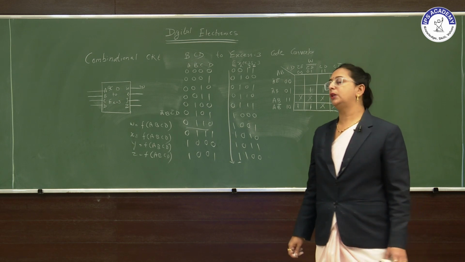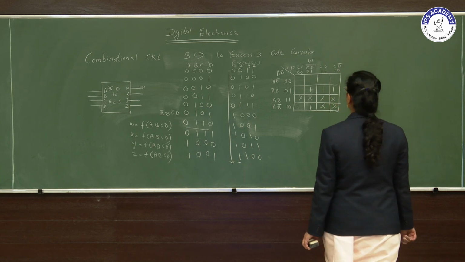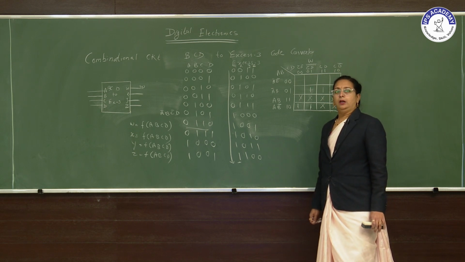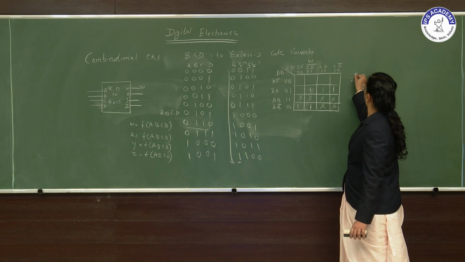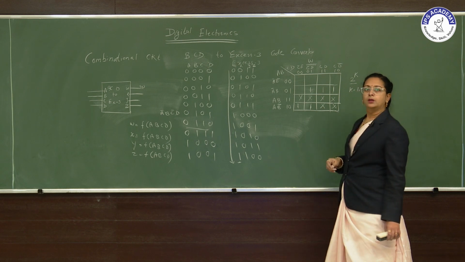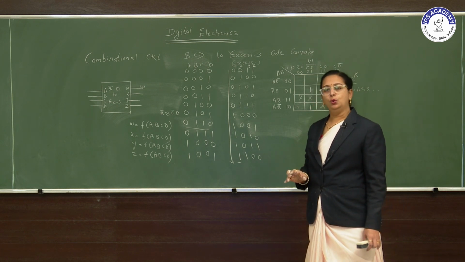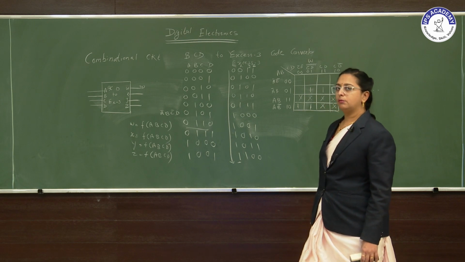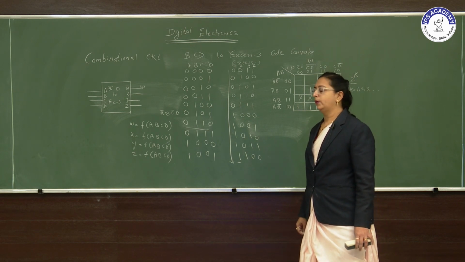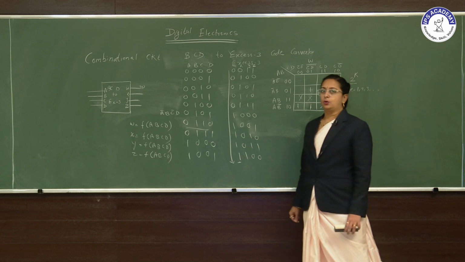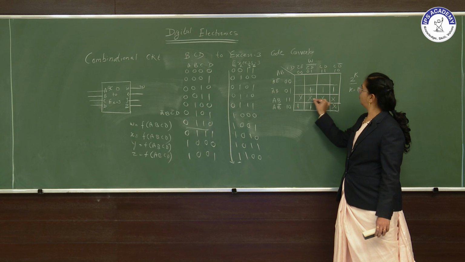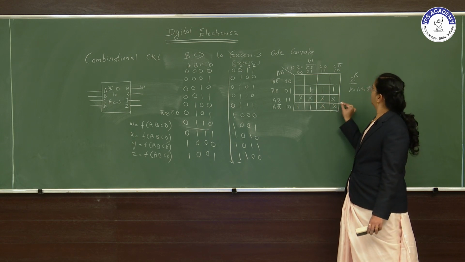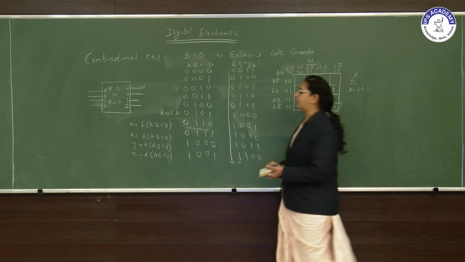Now, we have to make the grouping. In the K-map, for minimization or for getting the Boolean function, we use grouping. How will we make the groups? We will make groups of 2 to the power k, where k can be 1, 2, 3 and so on. It means we can make a group of 2, a group of 4, or a group of 8, 16 and so on. First we will make the largest group. If we consider these don't care conditions as 1, then we can make a group of 8.